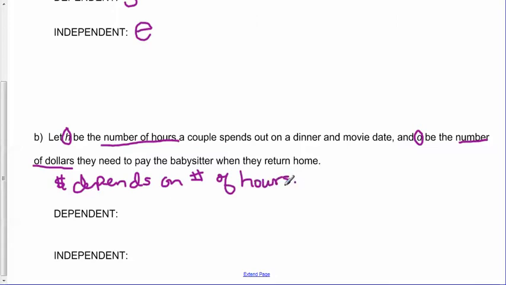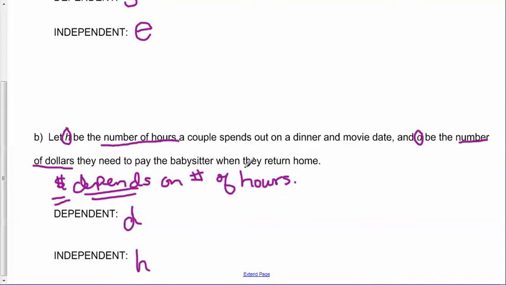So if we can state it this way, then we're easily on track to be able to answer the question. If the dollars depend on the number of hours, that means the dollars are dependent. So the variable that represented the dollars was D, and the independent variable is going to be the H.